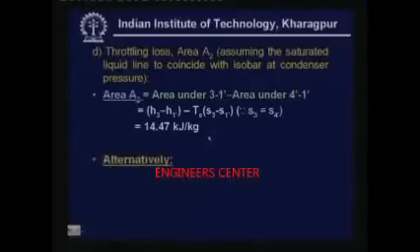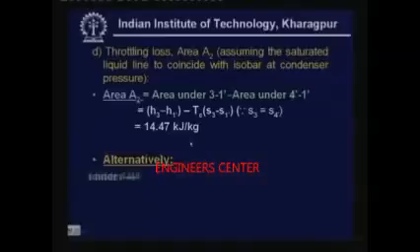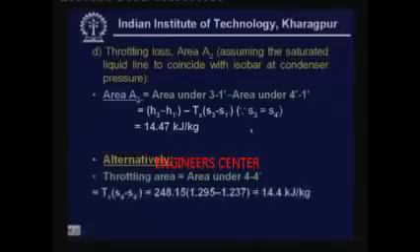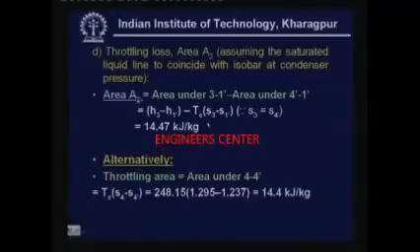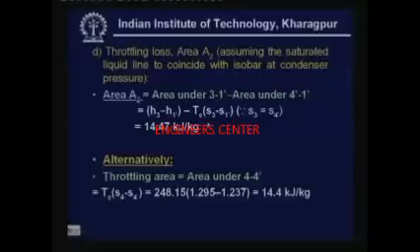If you are finding the actual throttling area without making this assumption, then it is given by the area under 4 to 4 dash, which is equal to TE into S4 minus S4 dash, and this works out to be 14.4 kilojoule per kg. You can see that the assumption that the isobar coincides with the saturated liquid line is reasonably good, because these two values are perfectly matching.